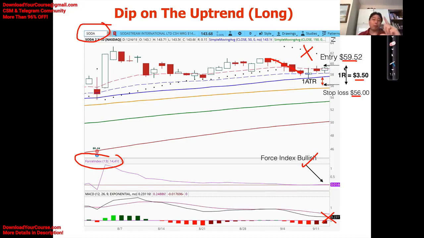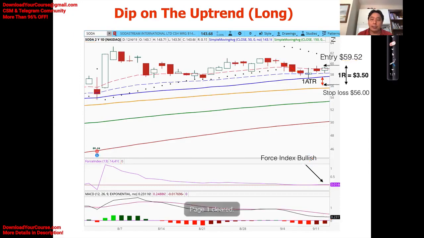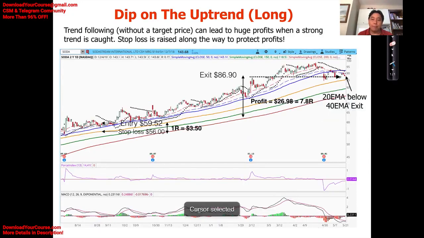So again, our target price would be $7, or you could follow the trend without a profit target and exit when the 20 crosses below the 40. So notice again, in this particular case, following the trend would have been a lot more profitable than taking profit at 2R, which would be somewhere here.